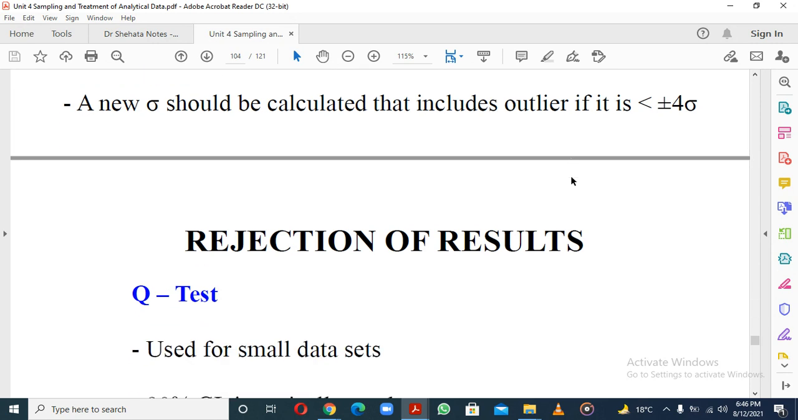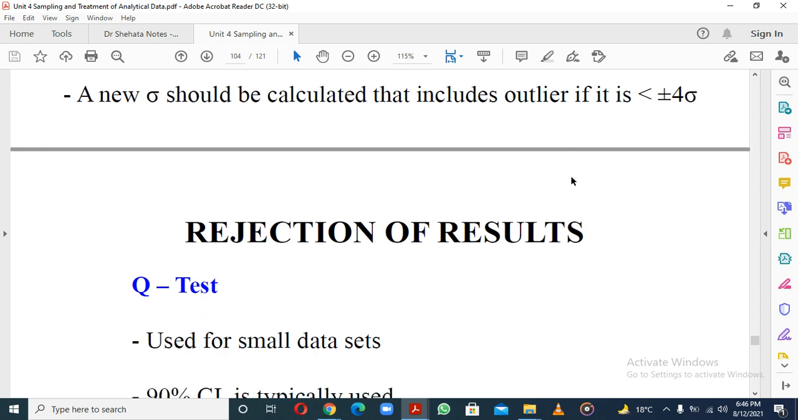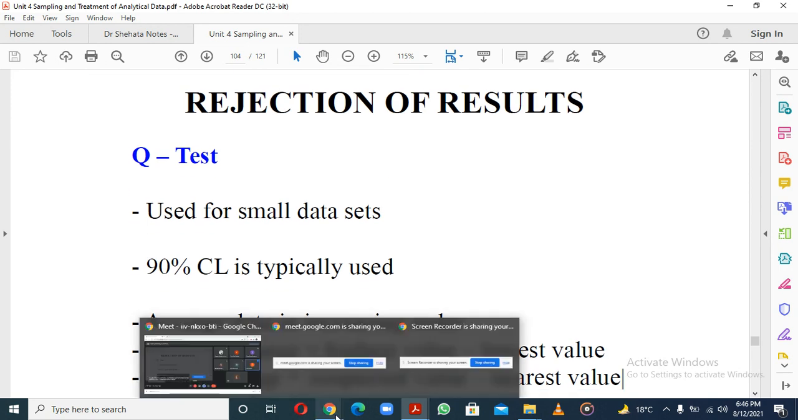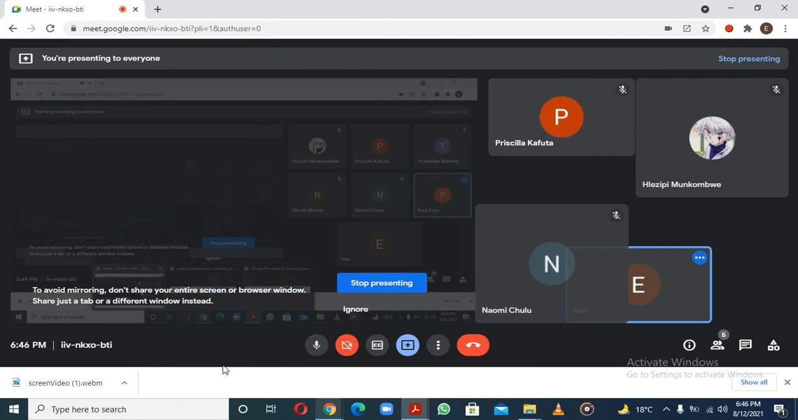So if you figure out that the outlier is less than plus or minus 4 times the standard deviation, then you can include the outlier in calculating your mean, even if it looks very far away from your other values. That's why we do the test called the Q test.